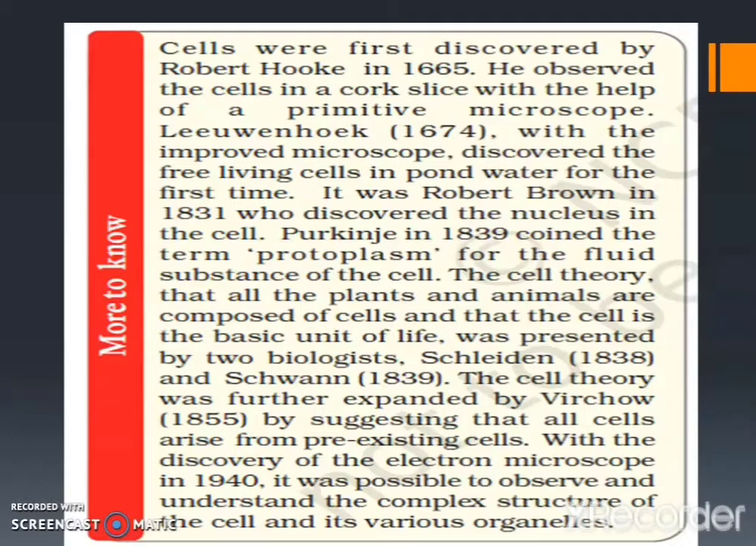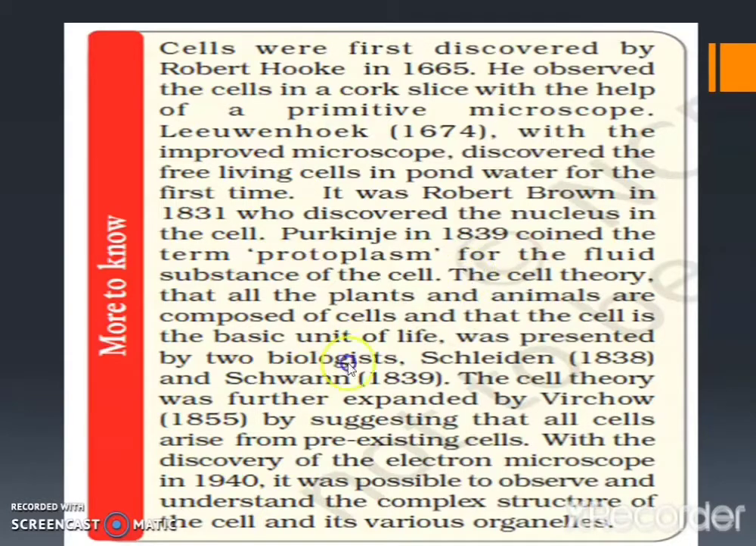And then it was Robert Brown in the year 1831 who discovered the nucleus in the cell. So Robert Hooke just discovered the cell. Only after the discovery by Robert Brown, people learned about the nucleus in the cell. So it was Robert Brown in the year 1831 who discovered the nucleus in the cell. Okay, and then comes the next person.